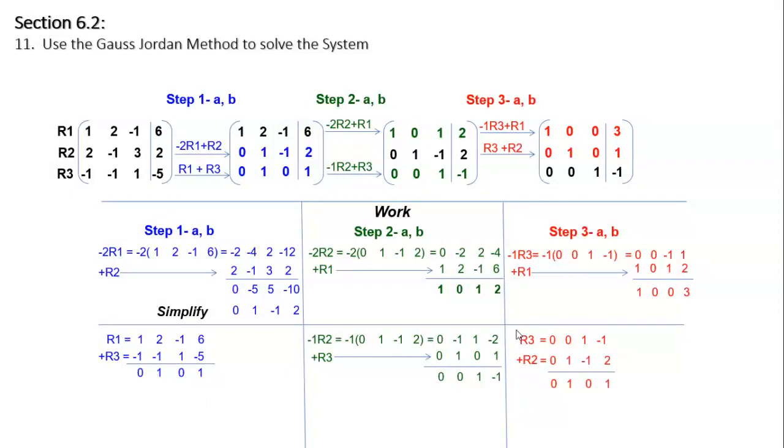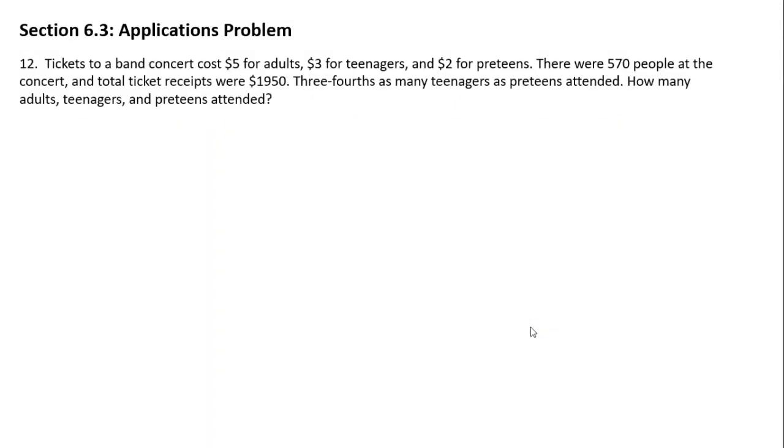Yes? So I am done. I have that left side in 1 0 0, 0 1 0, 0 0 1. So my solution is x equals 3, y equals 1, z equals -1. Okay? All right, so let's look at an application problem that comes from 6.3.